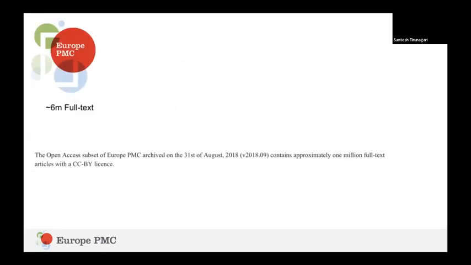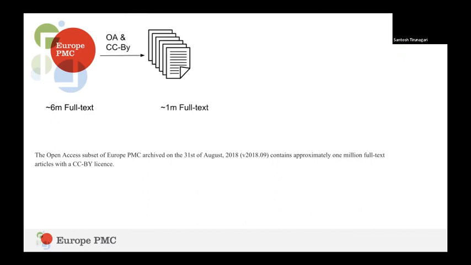As of 31st August 2018, when we started this project, Europe PMC had around 6 million full text articles. But then we wanted to select a subset of articles as a gold standard, which we wanted to give to annotators to curate. So we have taken open access and CC BY license articles, and we have around 1 million full text articles which we were licensed to use.